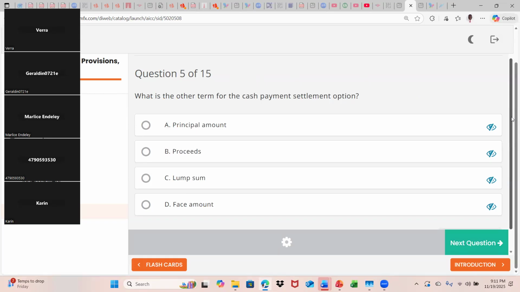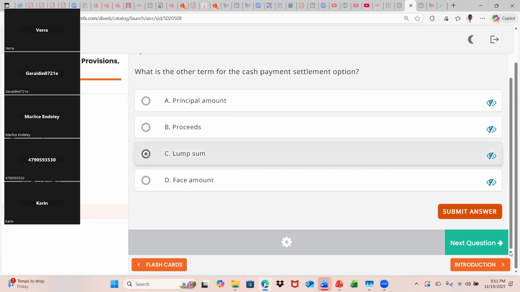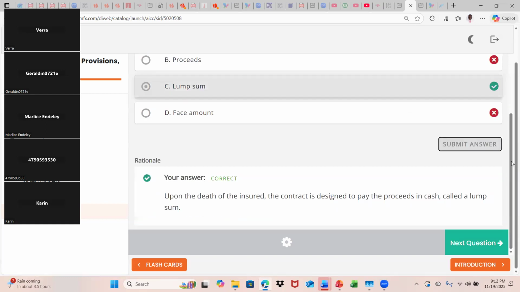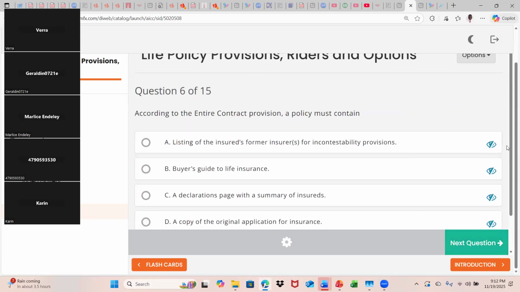Vera, can you read this one? What is the other term for the cash payment settlement option? Lump sum. That's right. Cash payment settlement option is called lump sum. We submit, and that's correct. Next one.